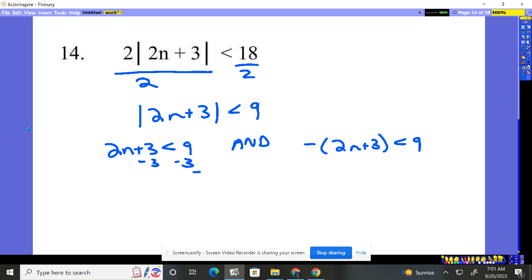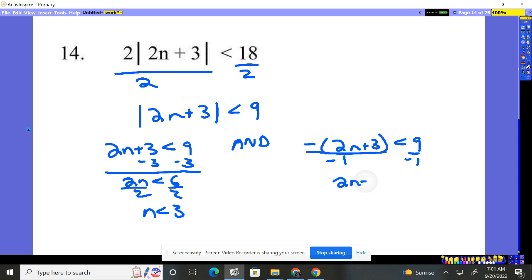So I'm going to minus 3, 2n less than 6, divide by 2. N is less than 3. Over here, we will always start by dividing by -1. That will always give us back the inside. The sign will be flipped, and that'll be negative. That's always going to happen. A lot of people have you just jump to that step, but I want to know why it happens.